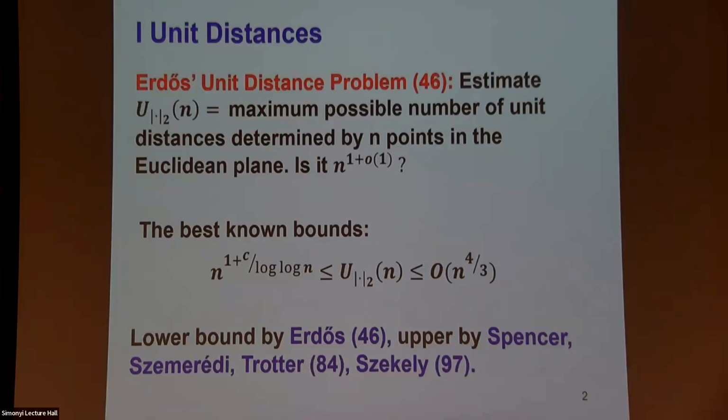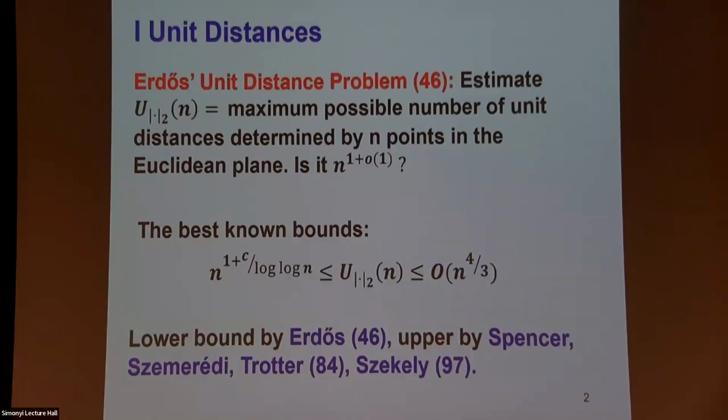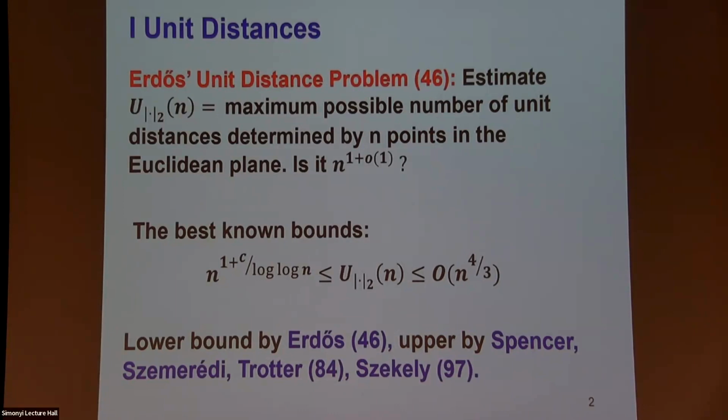combinatorial geometry. And here I'm quoting from the book by Brass-Moser-Pach, Research Problems in Discrete Geometry, published in 2005. And this is very simple to state. It was formulated by Erdős in a very short paper in the Monthly in 1946.